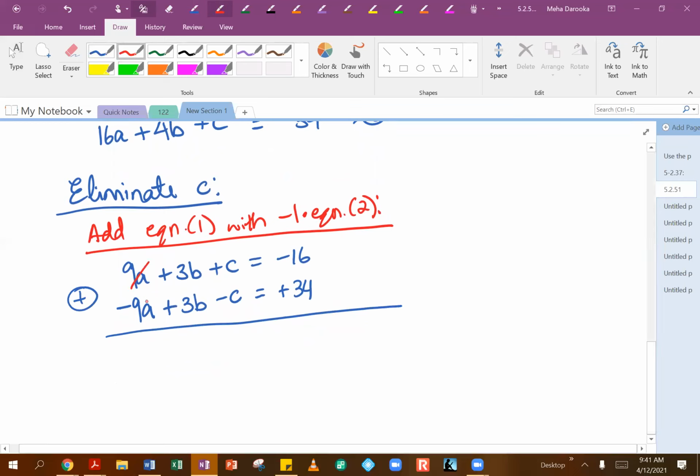So you can see your positive 9a and negative 9a cancel out. Of course, we were hoping to cancel out the c's also. So they canceled out as well, but we still have the B variable left behind. So go ahead and add those. And what do you end up getting for your B variable when you solve the equation? So this will come out to be 6B equals, let's see, what will that be? 24 minus 18.